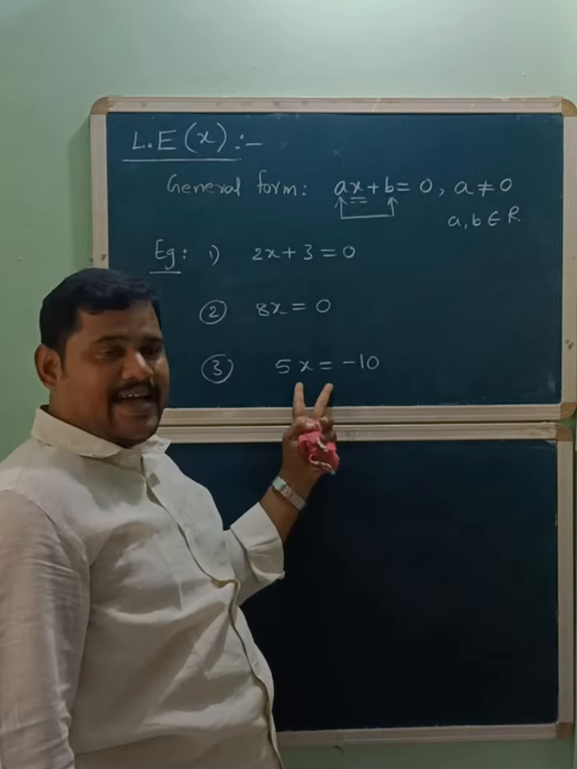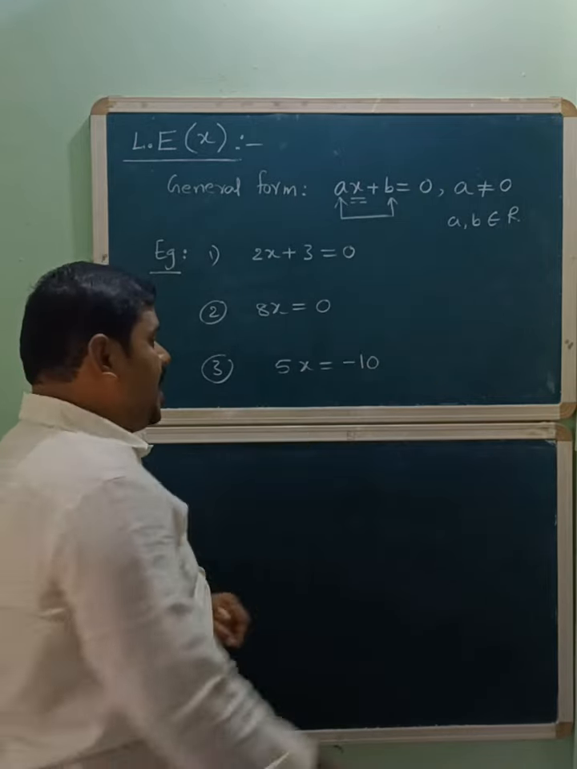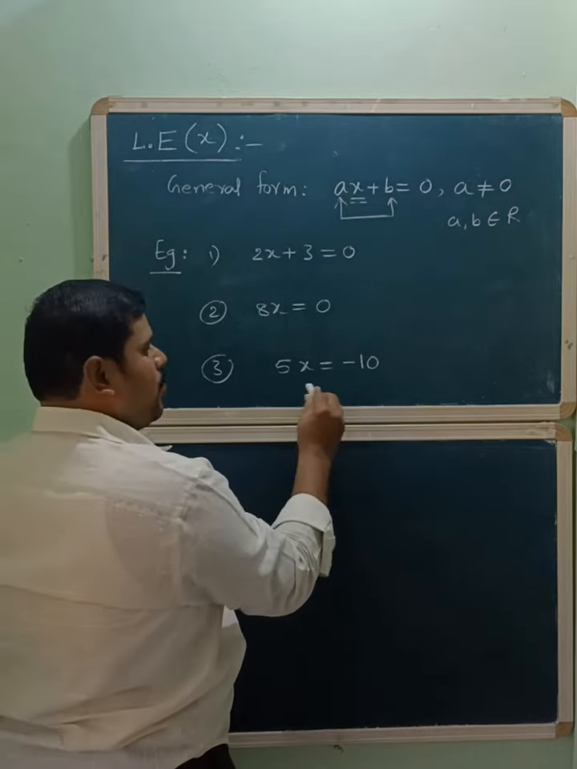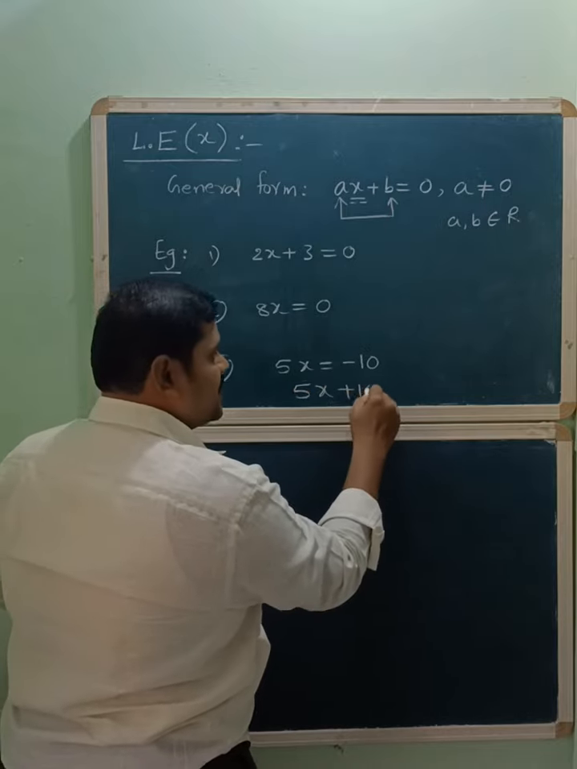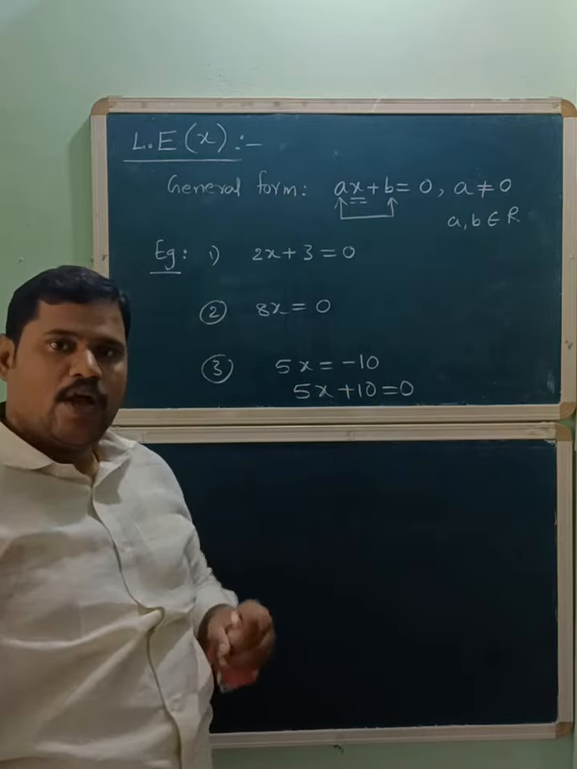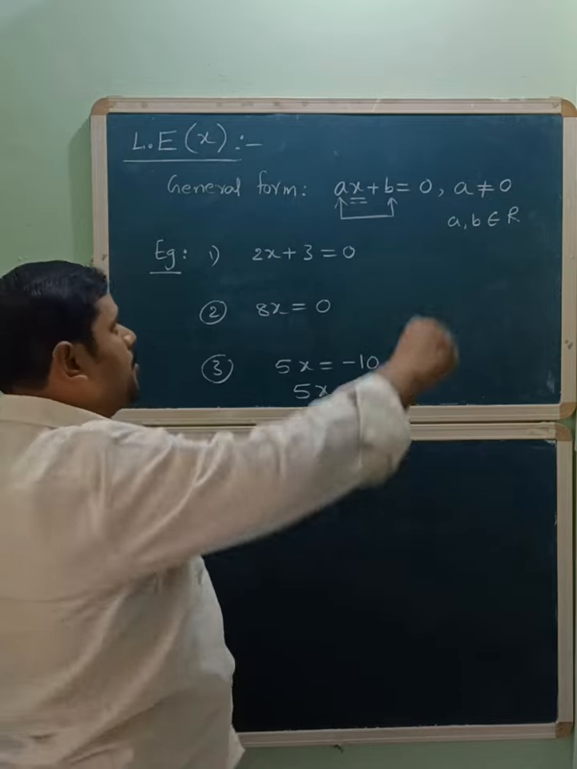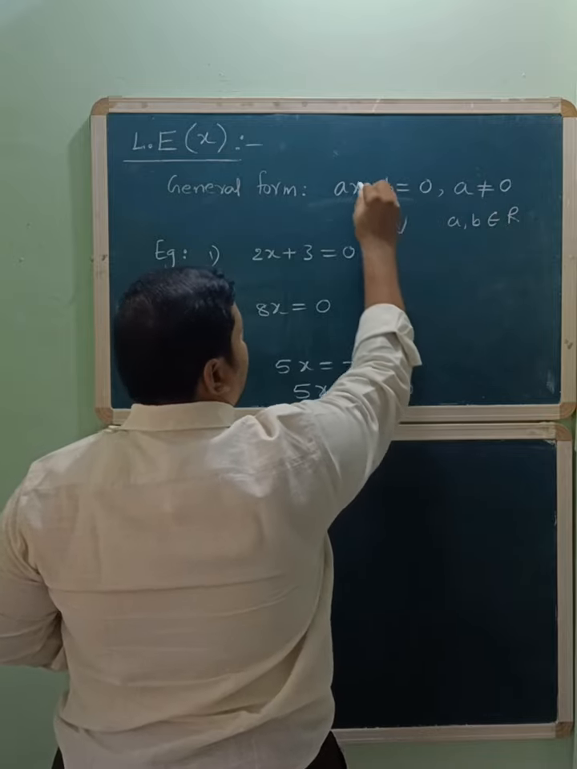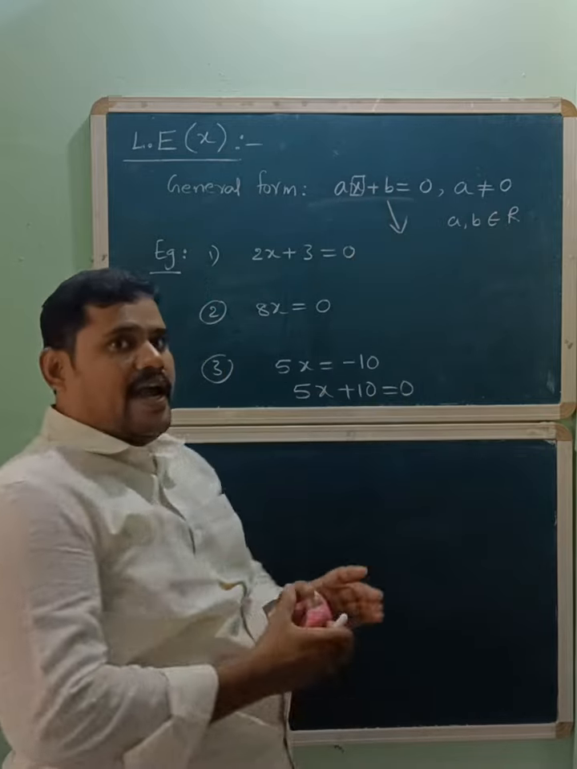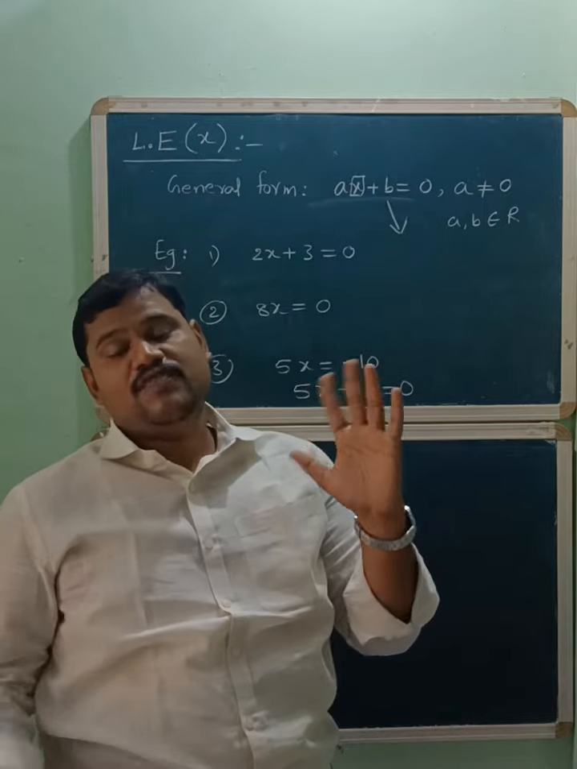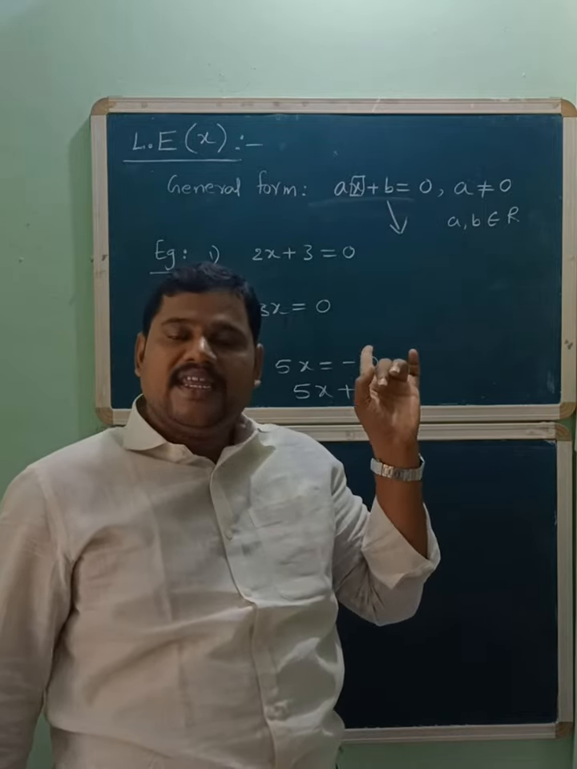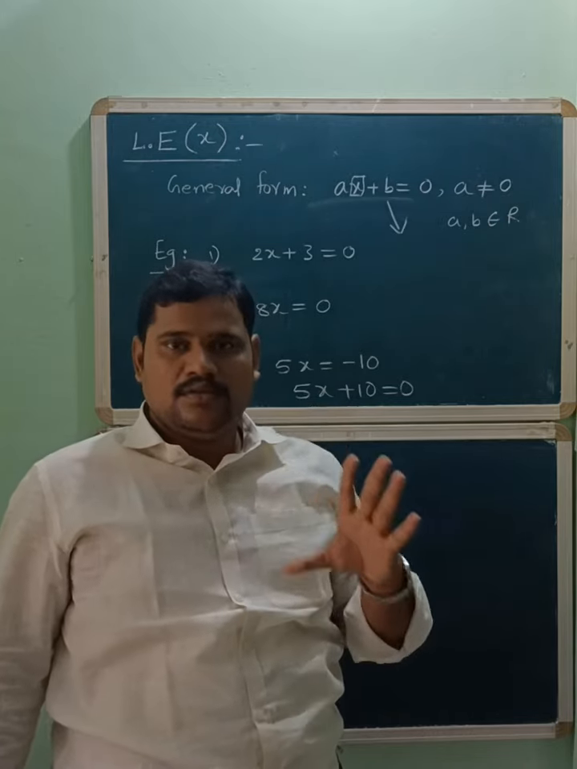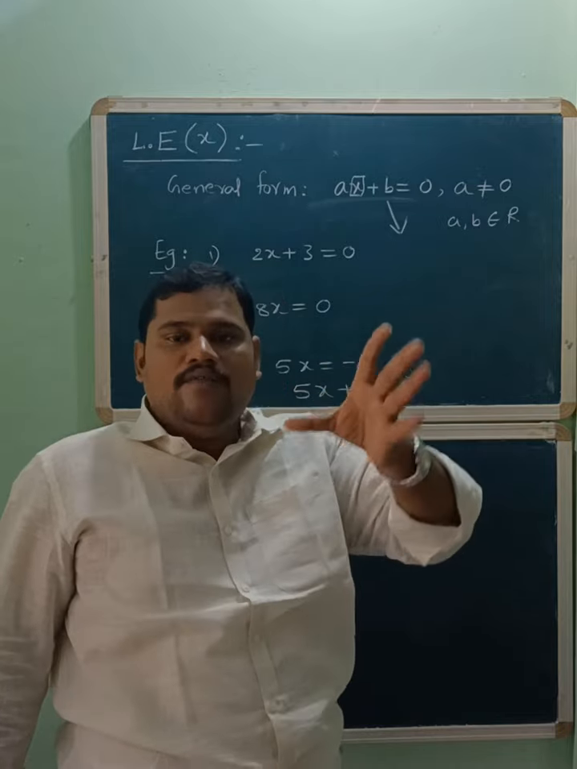But here we can write it in the form ax plus b is equal to 0, by transferring minus 10 from the right hand side to the left hand side. What we get here is 5x plus 10 is equal to 0. I hope all understood this one. Now here ax plus b is equal to 0. From here I can find the value of x at which the given linear equation is satisfied. That value is called the solution of that linear equation.